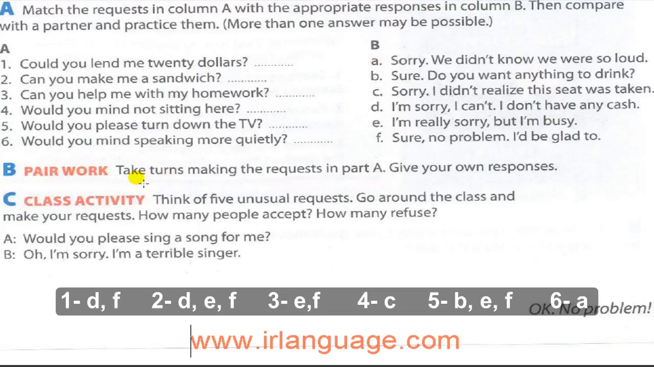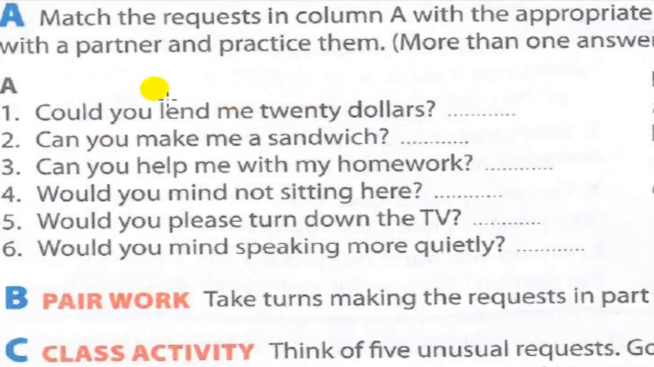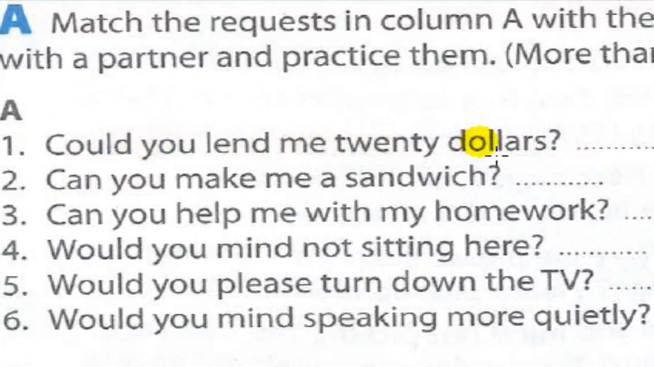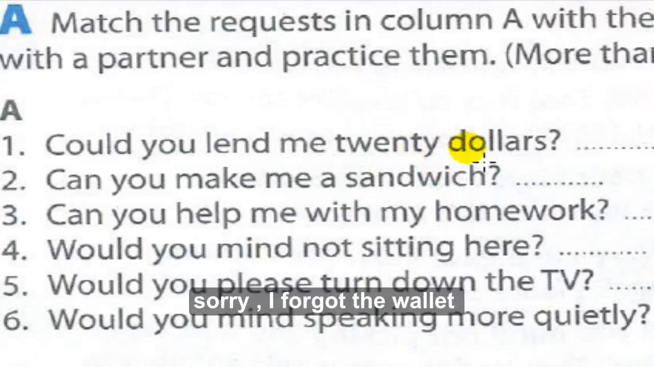B. Pair work. Take turns making the requests in part A. Give your own responses. So in exercise B, you and your friend ask the request and you answer by yourself, like, could you lend me $20? I'm sorry, I don't have any cash. Or I'm sorry, I forgot my wallet at home. Or I'm sorry, I need my money myself.